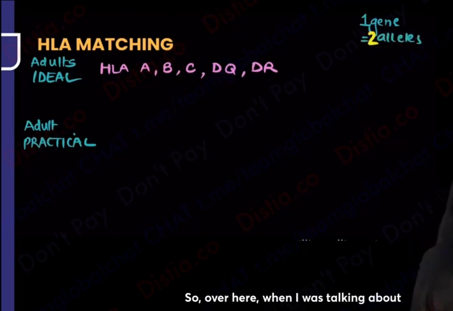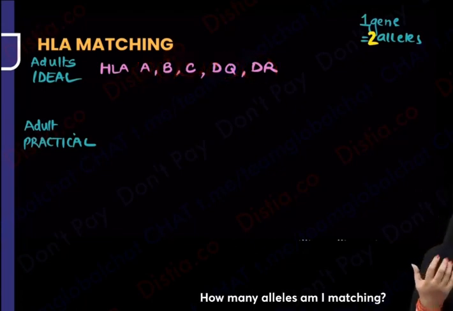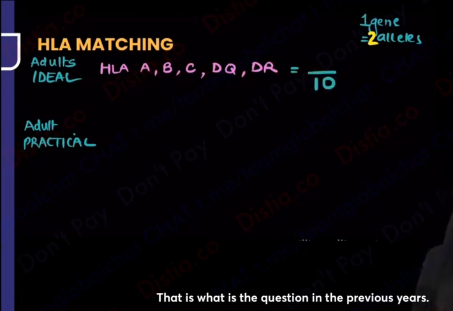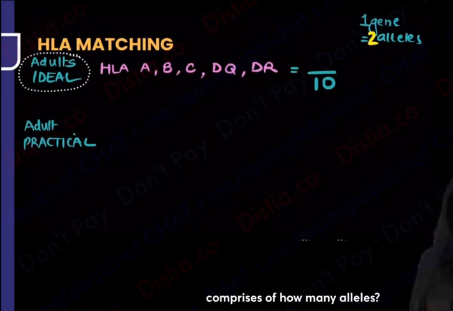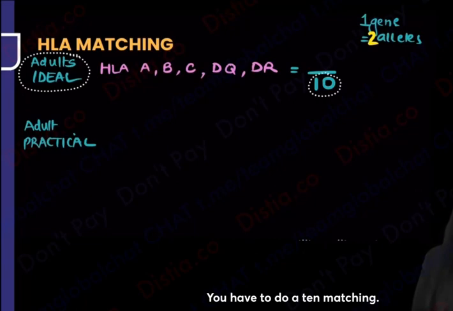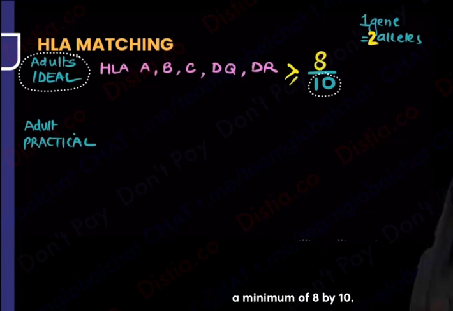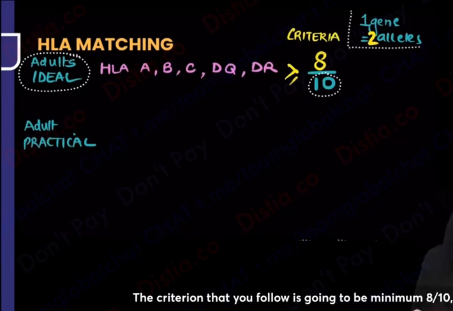So over here, when I was talking about a total of how many genes? 5 genes. How many alleles am I matching? I am matching a total of 10 alleles. That is what was the question in the previous years. That is, an ideal matching in adults comprises how many alleles? You have to do a 10 matching. But what is the criteria? Minimum, how much are you going to target? So please remember, you are going to target a minimum of 8 by 10. The criteria that you follow is going to be minimum 8 on 10.